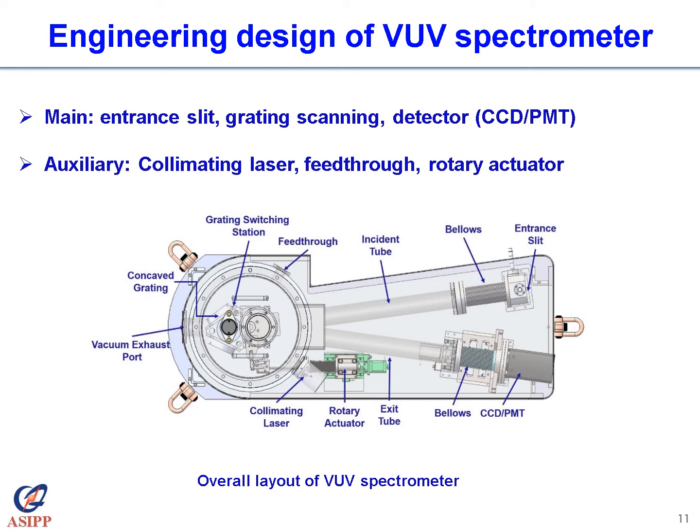Then we will talk about the VUV spectrometer. The VUV spectrometer is mainly composed of an entrance slit assembly, a grating assembly, and an imaging assembly. There are also many other auxiliary components such as collimating laser, feedthrough, and rotary actuator, and so on.